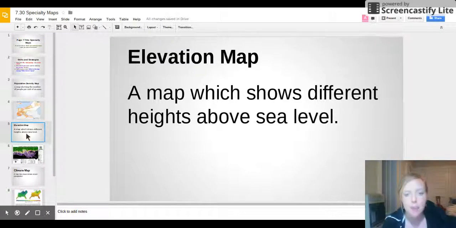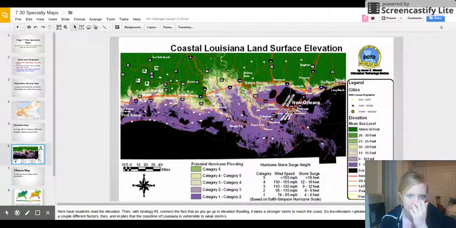An elevation map is a map which shows different heights above sea level. This is a map. First, let's read the title. Coastal Louisiana land surface at elevation. Here, of course, we have New Orleans and Lake Pontchartrain. Let's go down to our legend on the right here.